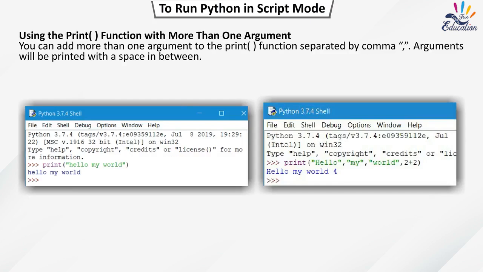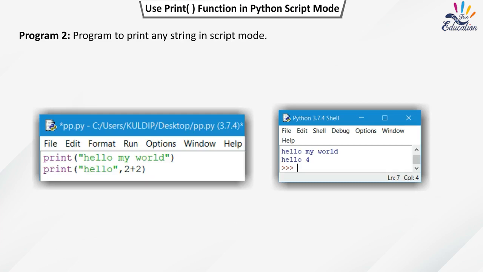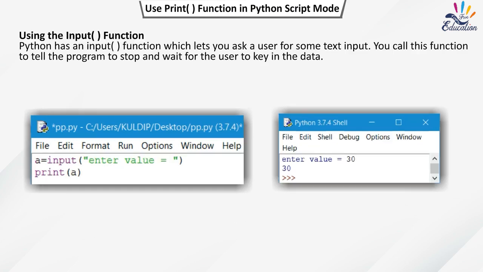Using the print function with more than one argument. You can add more than one argument to the print function, separated by commas. Arguments will be printed with a space in between. Use print function in Python script mode. Program 2: program to print any string in script mode. Program output. From now on, we will be using the script mode for our programs.